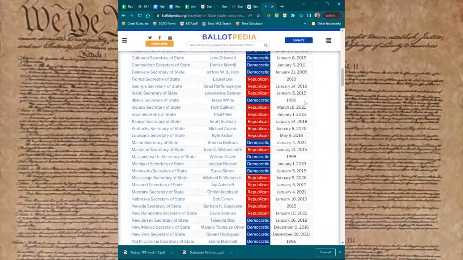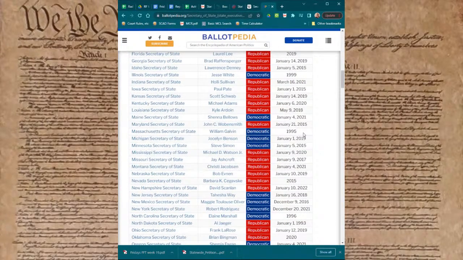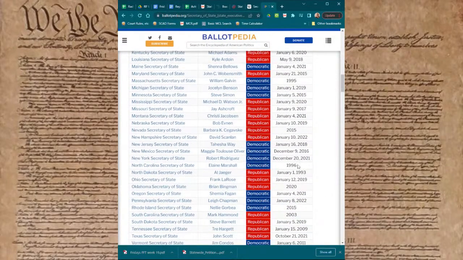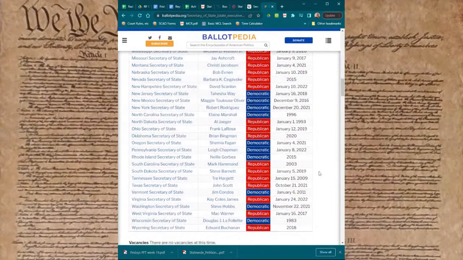This one from Illinois from 1999. This one from Massachusetts has been in that position since 1995. This one from North Carolina, 1996. Wow, this guy, 1983 was a fabulous year, might I say, in the northern part of Michigan, which is not too far from Wisconsin. But besides that, I don't think anything else should still be in office from 1983, which this guy has been the Secretary of State for Wisconsin for, well, I could say the last 38 years.